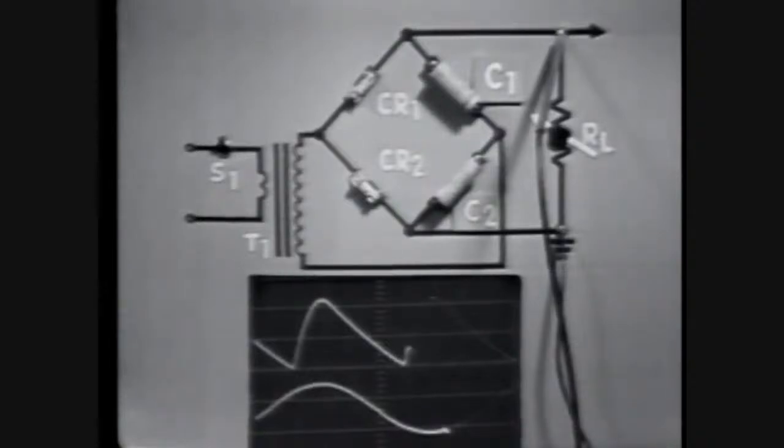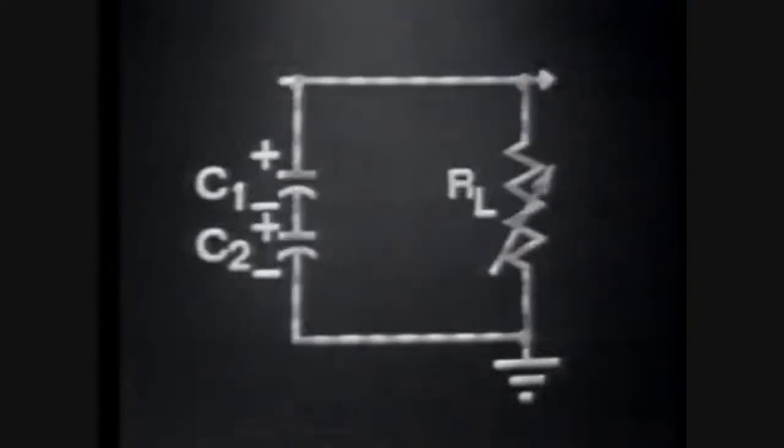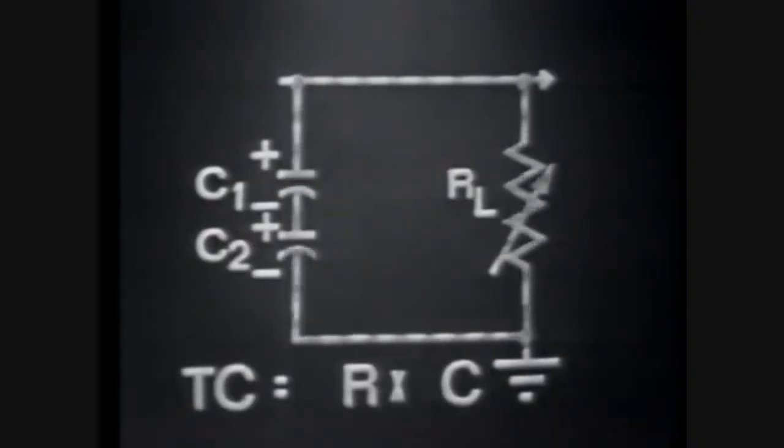Now, these effects on a load change occur because the load change changes the discharge time of the capacitors. If we isolate C1, C2, and RL from the diodes, the discharge path for C1 and C2 is through each other and the load. Now, since it takes time to discharge the capacitors, and since the time constant equals resistance times capacitance, or R times C, the higher the value of resistance and capacitance, the longer the time for one time constant.